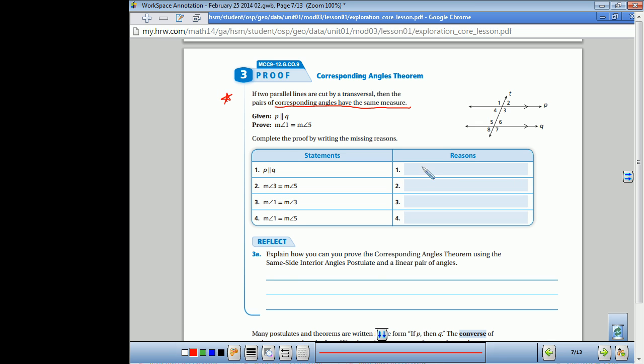We're proving corresponding angles. You see that? We're proving. So can I use corresponding angles are congruent as a reason? No. All right, let's see what you can do with this one. Talk to your partner. I like having the word there. That's pretty nice. Now, this one's only 4 steps, though. Yes. You just can't use what you're proving.